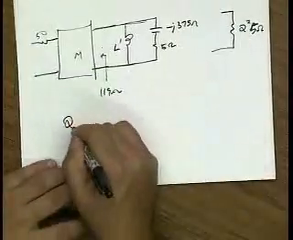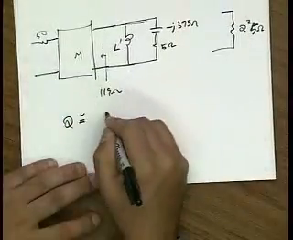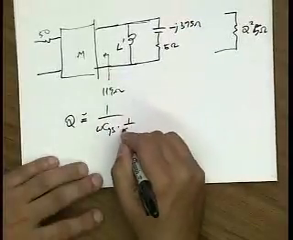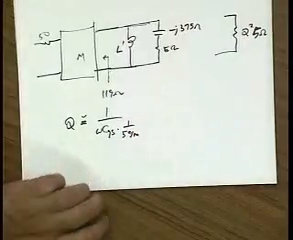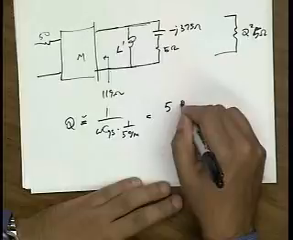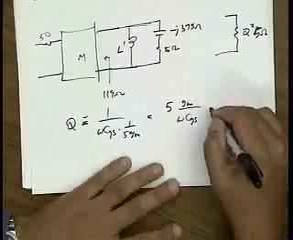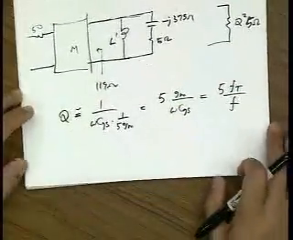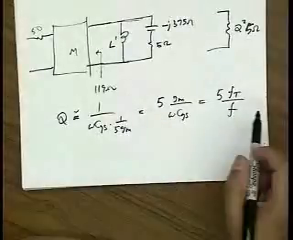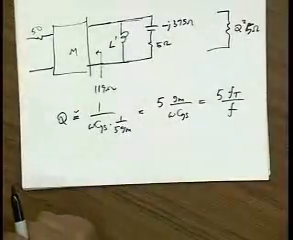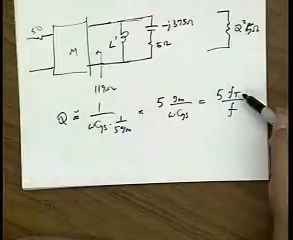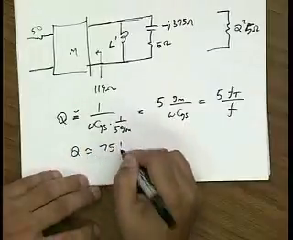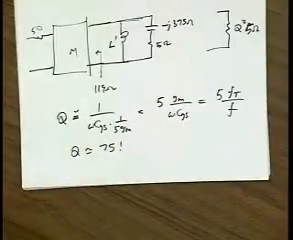But more generally, I can write the Q of the input device as approximately 1 over omega CGS times the R, which is 1/5 GM, neglecting the poly resistance. So this gives me 5 GM over omega CGS, or 5 times FT over F. So you can see that if you do a good job with layout, then the quality factor of the input network is actually quite large. In this case, I have a 75 gigahertz FT, and I'm operating at 5 gigahertz. That means my Q is 75. That's an extremely large Q, right?